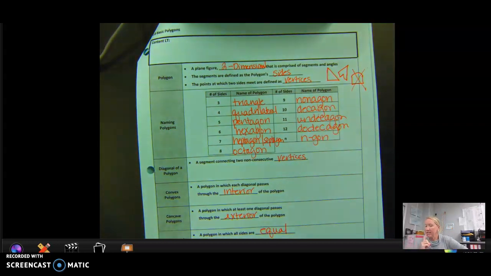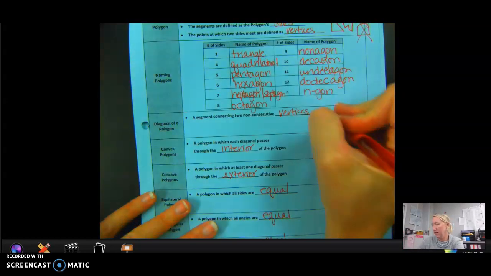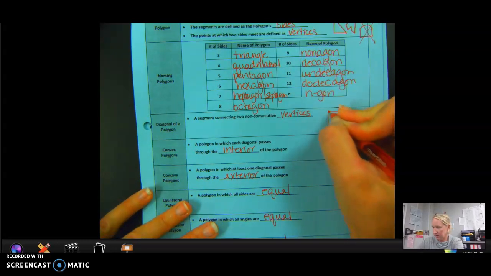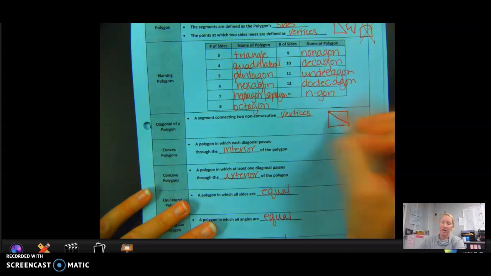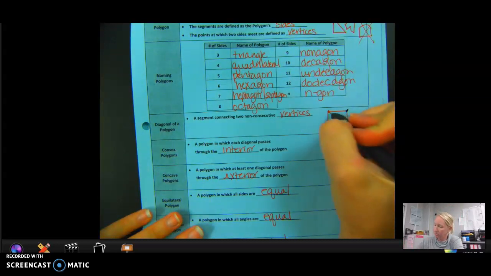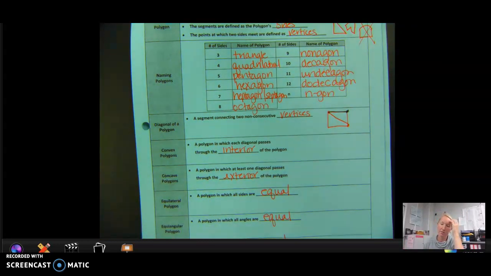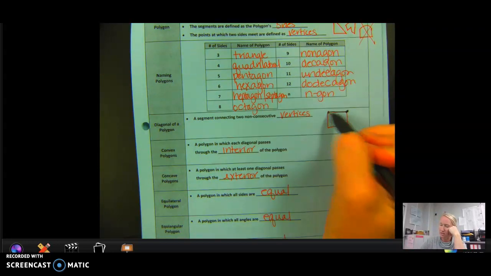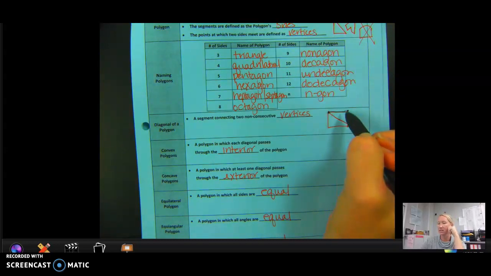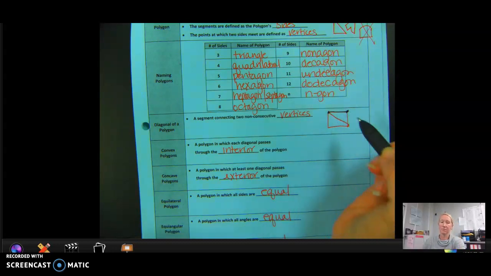Okay? Diagonal. A diagonal of a polygon is a segment connecting two non-consecutive vertices. So if I have a quadrilateral, here's a vertex, so I can draw a diagonal there. This is not a diagonal from here to here, because that's the side of the quadrilateral, and those two vertices are connected, or they're consecutive. So that would not be considered a diagonal. That's considered a side or a segment. This is a diagonal. They're non-consecutive vertices.